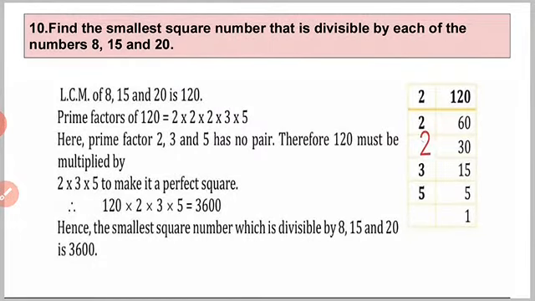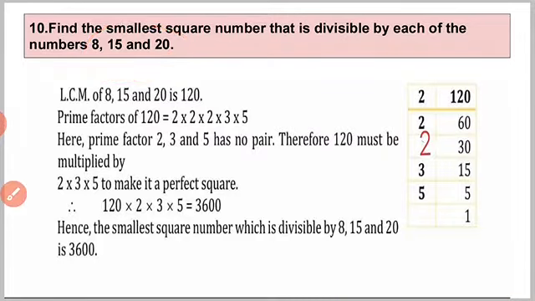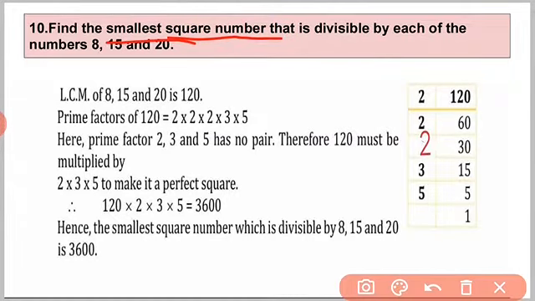Let's take question number 10. Find the smallest square number that is divisible by each of the numbers 8, 15, 20. In order to find the number which is divisible by all these three numbers, we first have to find the LCM, because LCM is that number which is divisible by all these three numbers. And since we have to find the smallest square number, we must first find the LCM of 8, 15 and 20. So let's start.